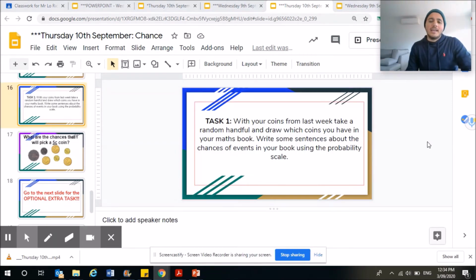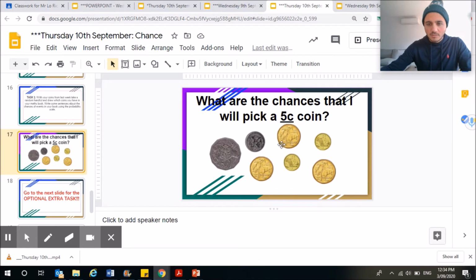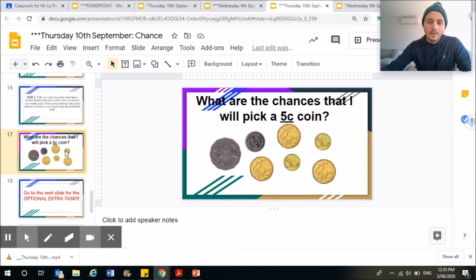For your task today, with your coins from last week, I want you to take out a random handful and I want you to draw which coins you have in your maths book. So I'm going to show you the next page for a moment. So let's just say I took out a bunch of coins, and these were the coins that I took out. There were 3 $1 coins, 2 $2 coins, a 5-cent coin, and a 50-cent coin. I'm going to draw those coins in my maths book. And the task is to write some sentences about the chances of events in your book using the probability scale.